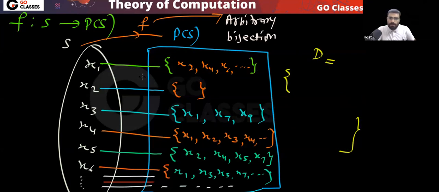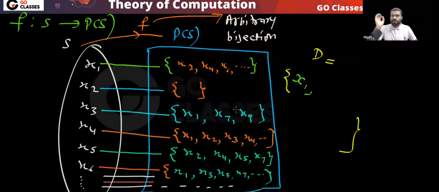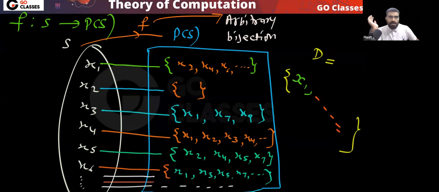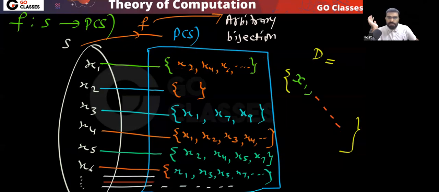So what will I do? Remember, x1 is mapping to this element. So I can say, yes, I will put x1, because here you don't have x1. Now tell me one thing: as soon as I put x1, whatever D I create will be different from this element. Agree with me? Please understand.